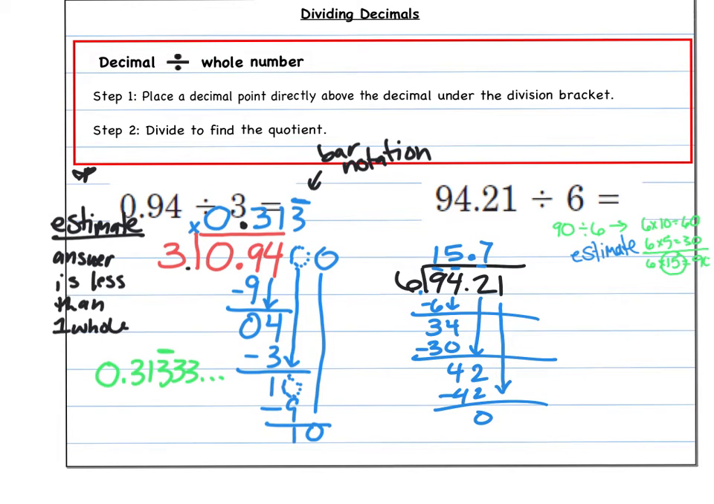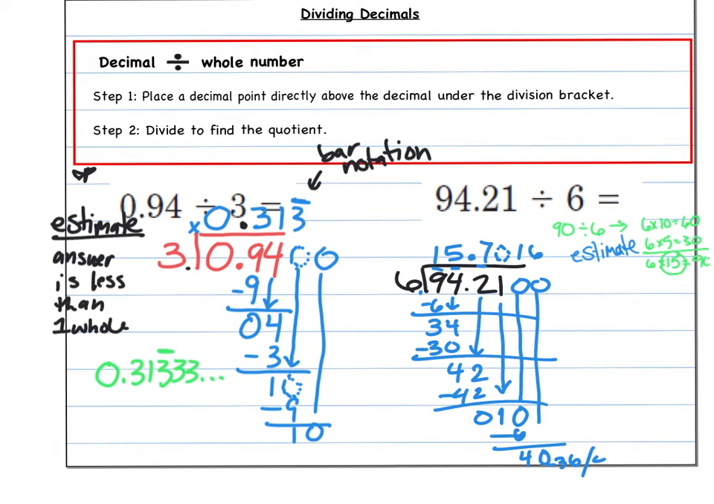So I'm in the hundredths place. 6 does not go into 1, but that does not mean I'm done. So I have to bring down my next place. 6 goes into 10, I know once for 6. 4 left over. Continuing on. 6 goes into 40. Again, I know 6 times for 36.